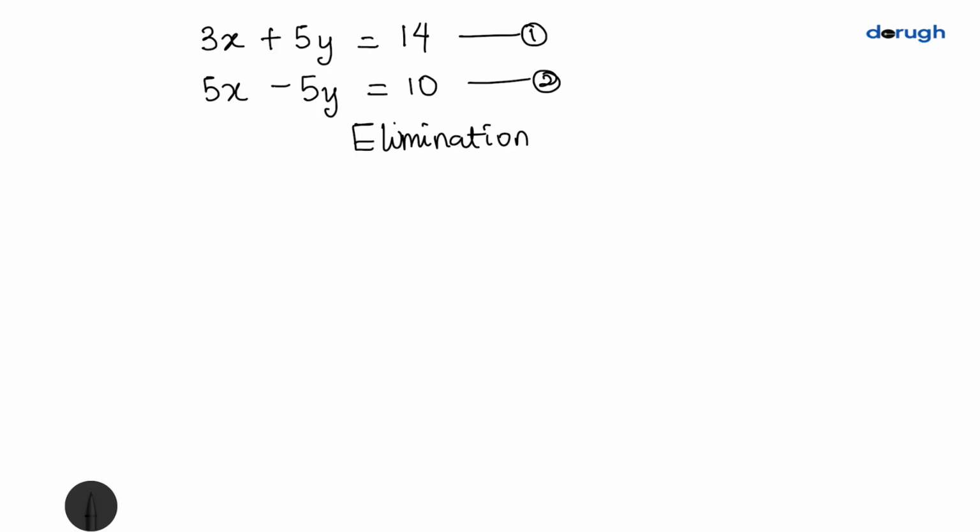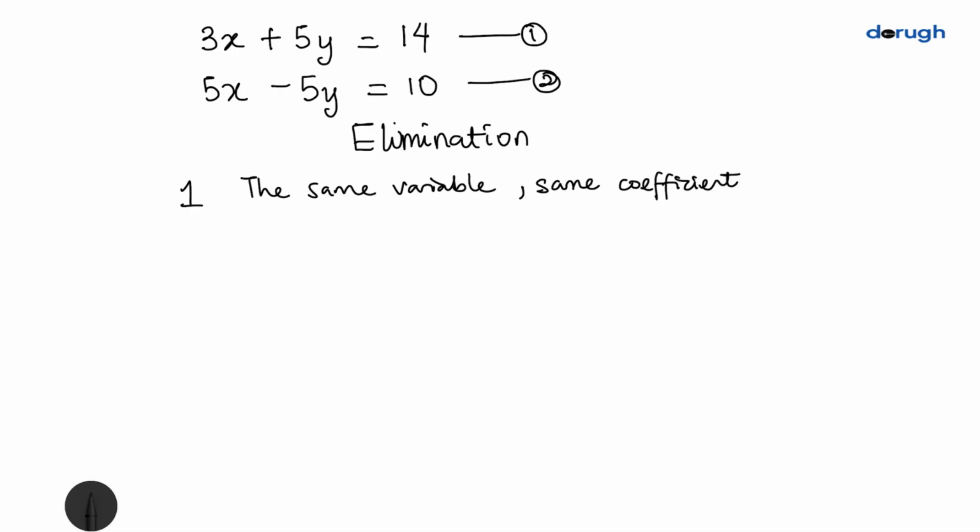Now we use elimination method on 2 occasions. Number 1, when you have the same variable having the same coefficient, which is what I try to show here. So we have that y and y both have 5 and 5 as their coefficient. So it's a no-brainer to use elimination method in this instance.